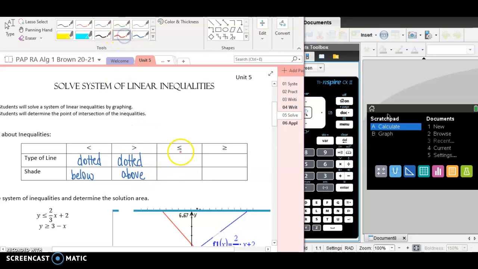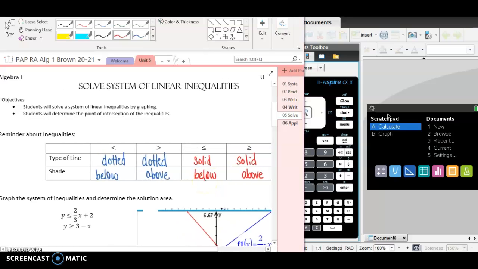Okay. And then if it is less than or equal to, okay, so if it's equal to, it means it's included. It means it's going to be a solid line. It means it's going to include it. That has nothing to do with the shading. The less than means that we're going to shade below. The or equal to means that it's a solid line, and the less than means that we shade below. Now the greater than or equal to, the greater than part means that we shade above, but the or equal to makes it a solid line.